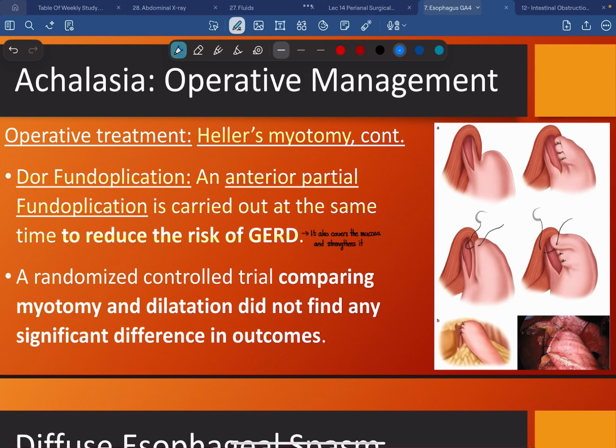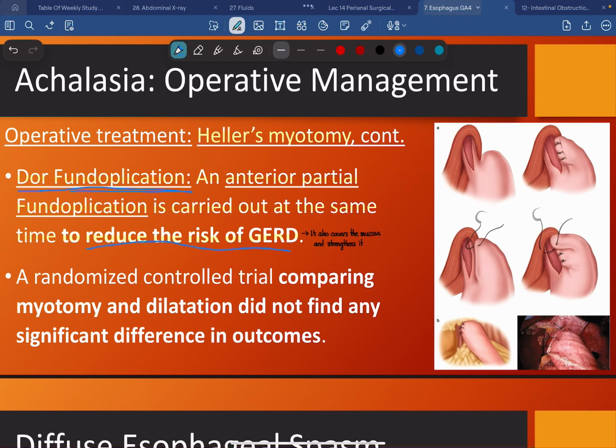We like to add to this myotomy a fundoplication, a simple fundoplication operation to avoid reflux, because the reflux is almost certain after this myotomy. So we add this fundoplication to decrease the degree of reflux disease.